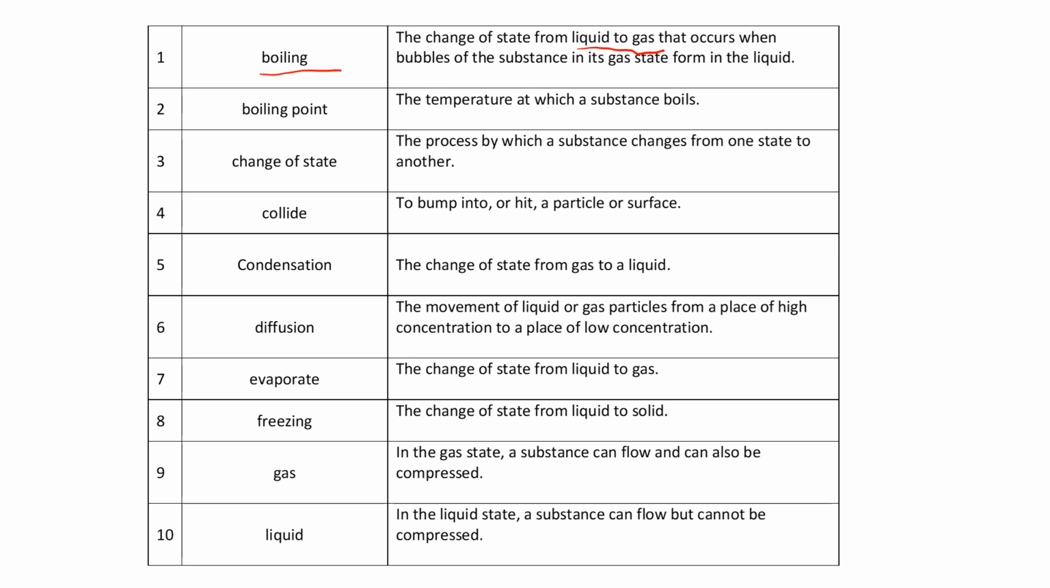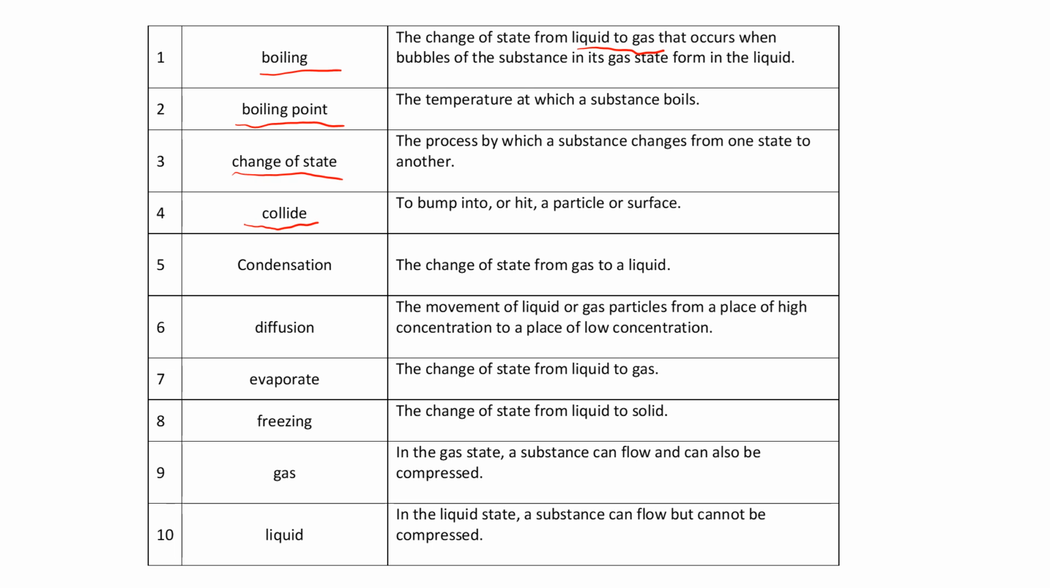The temperature at which the substance boils, so when it turns from a liquid to a gas, is its boiling point. The process by which a substance changes from one state to another, so that could be gas to a liquid, liquid to a solid, and vice versa, is its change of state. To bump into or hit a particle or surface, we always call it collide when you're talking about particles.